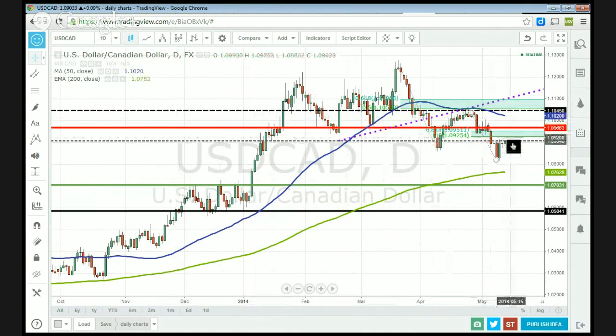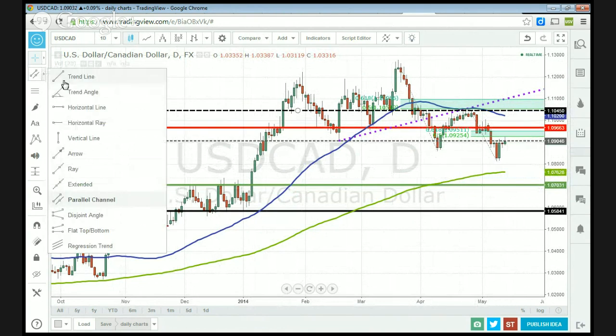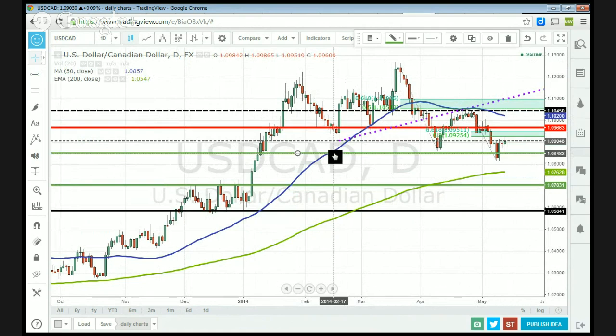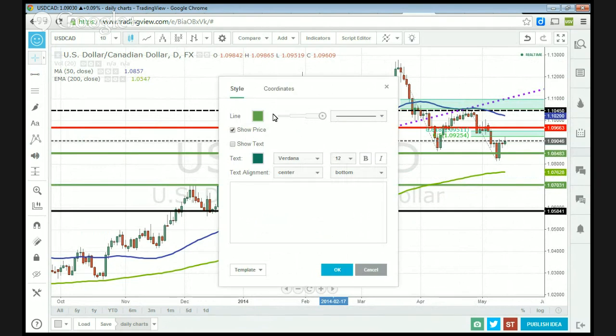I shorted dollar Canada at this dashed gray line. My stop is at this red line. The target profit is here. And let me add the point at which I'll move to break even. I think here is probably a good level. I may adjust this a little bit. I'll think about it a little more. Let's make it dashed.